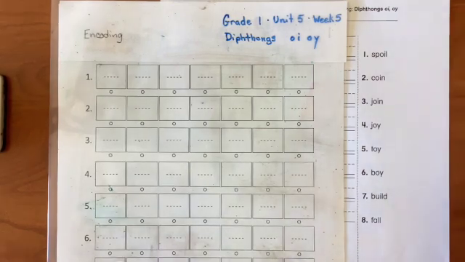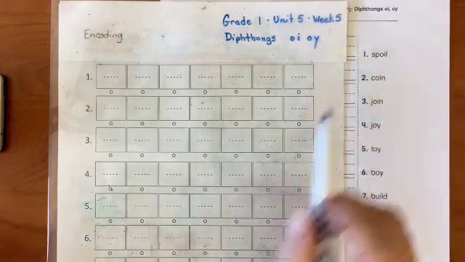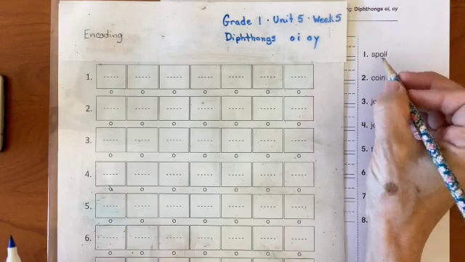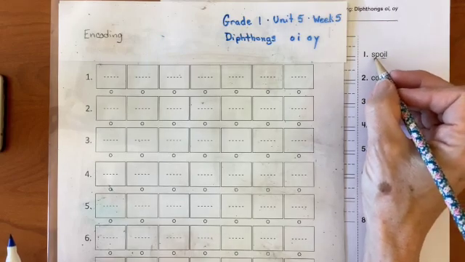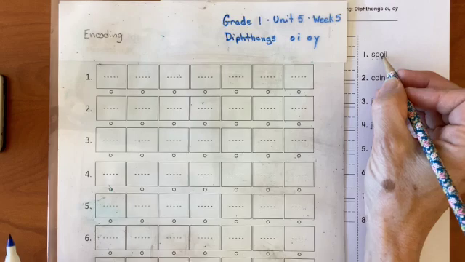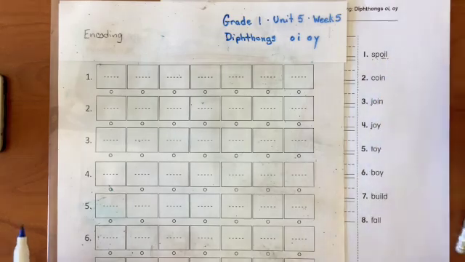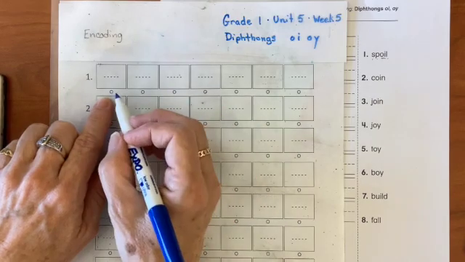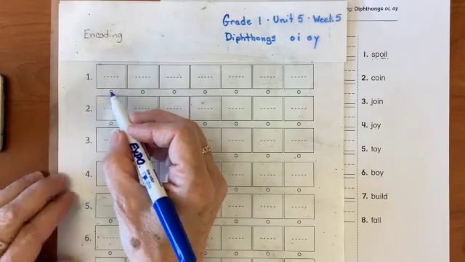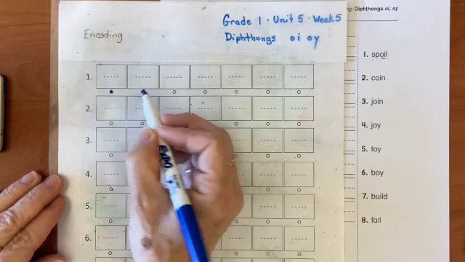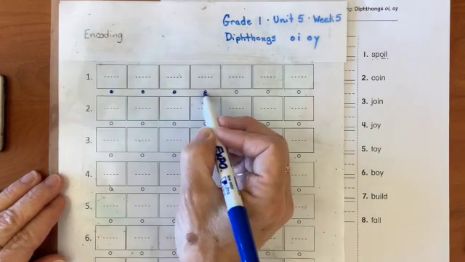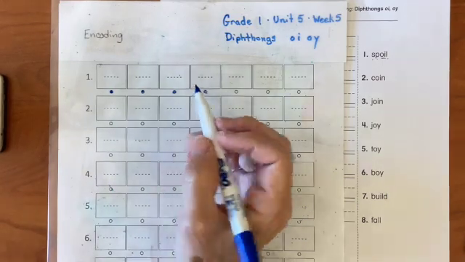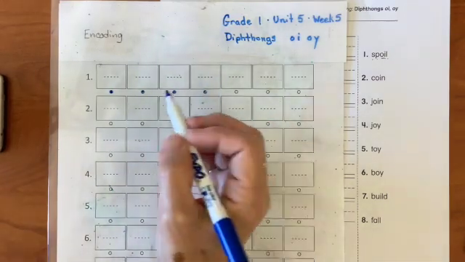So let's get started. The first word is spoil, and if you notice, the OI is used in the middle of the word, so there's a blend in the beginning, and then the oi, and then the ul. So what I'm going to do is fill in the dots, the phonemes, for each of the sounds in spoil. Watch me do it. Sp, oi, ul. This has 4 phonemes, so there's 4 graphemes or letters or letter combinations that I need to use.